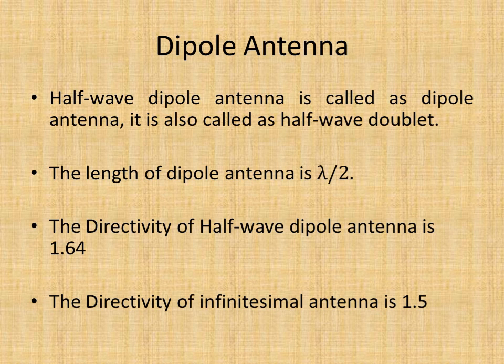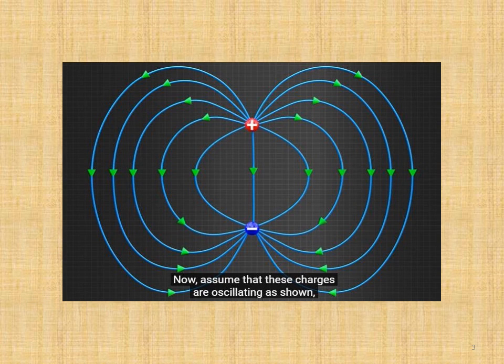wavelength. And the directivity of the half-wave dipole antenna has to be remembered so that problems on the dipole antenna can be solved. The directivity of the half-wave dipole antenna is 1.64, and the directivity of the infinitesimal element or antenna is 1.5.